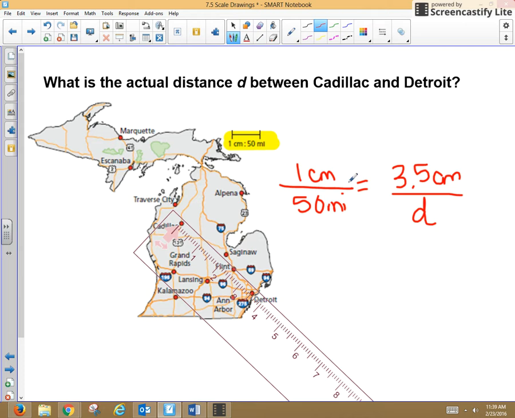I can use cross product since 1 times D is D, and 50 times 3.5 equals 175. And since I'm comparing centimeters to miles, this is B, 175 miles is the distance in real life.